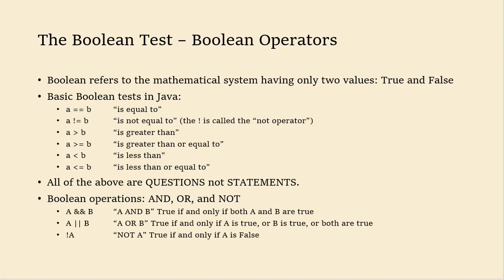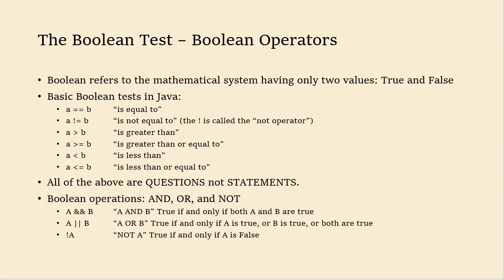A exclamation point equal sign B. That's not equal to. The exclamation point is called the not operator, and you read it exactly that way: not. Not true is false, not false is true. And here we're saying that if A is not equal to B, then that whole expression is true. And then you get the standard A greater than B, greater than or equal to, less than or equal to. You can find more. All of those are questions, not statements.